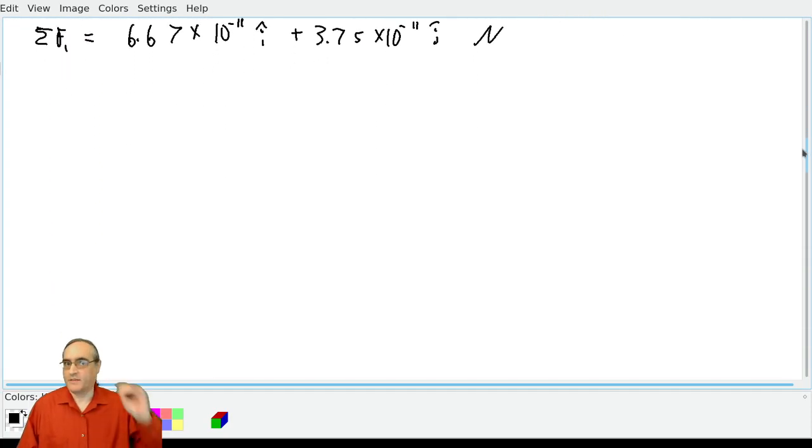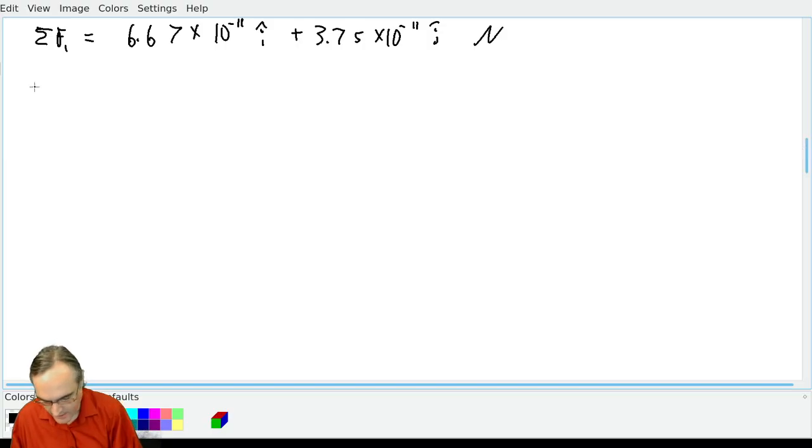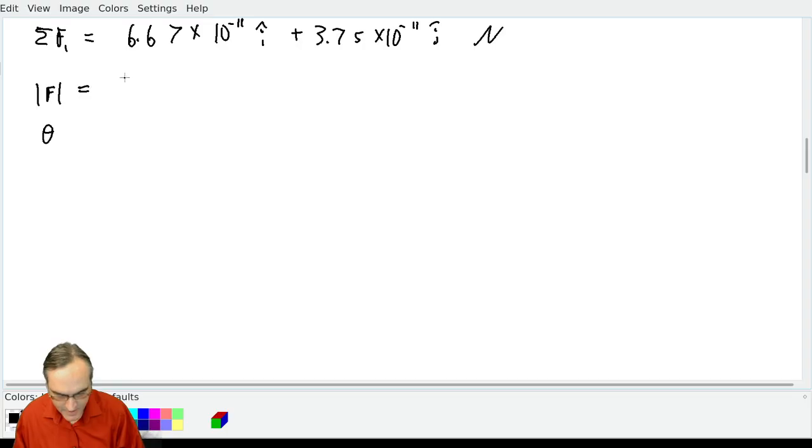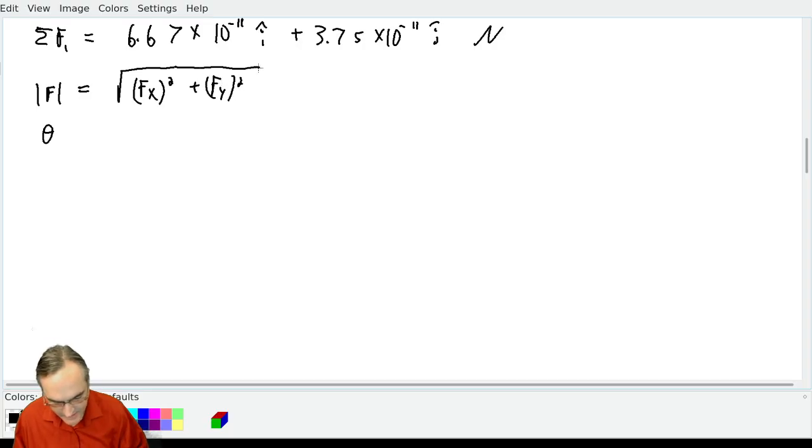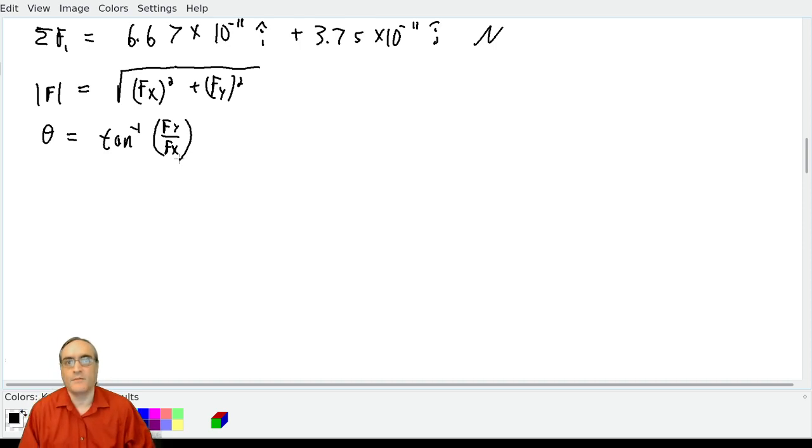Now, I want to talk about this for a moment. This is one form you can put a vector in. There's i hat, j hat, k hat notation, unit vector notation. Then there's magnitude and direction notation. How would this look if we wanted the magnitude and the direction? Well, I'll remind you that the magnitude is the square root of the x component squared plus the y component squared. And the direction is the inverse tangent of the y component over the x component. And this is general for all vectors.